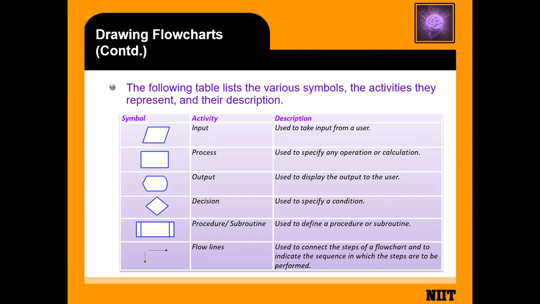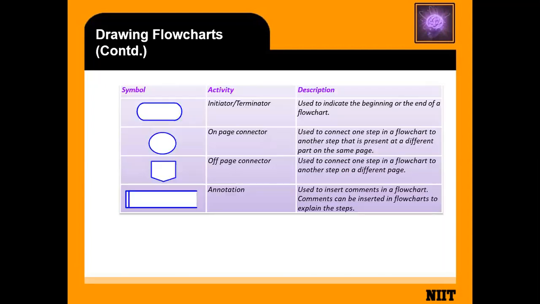Fifth one is the procedure and subroutine. If my program is very lengthy, we can divide the program into small parts, which we can define as a subroutine. And the flow line, as we already discussed, is required if I want to indicate the sequence in which steps are to be performed. The initiator and terminator are required at the beginning or the end of the flowchart.